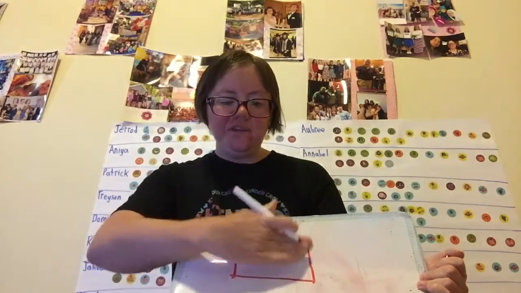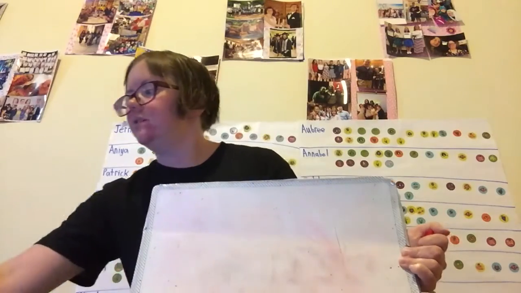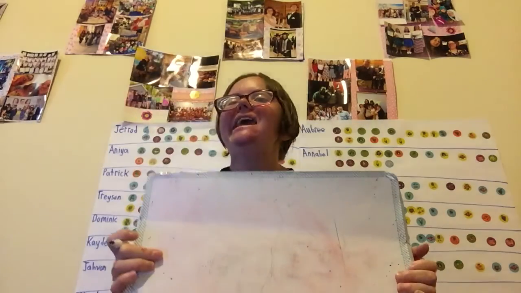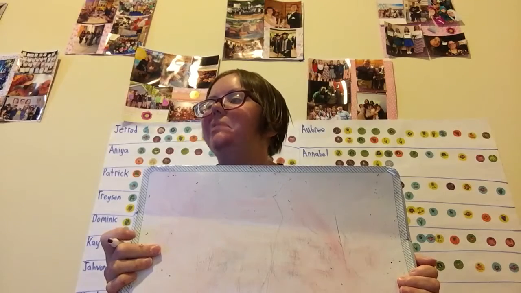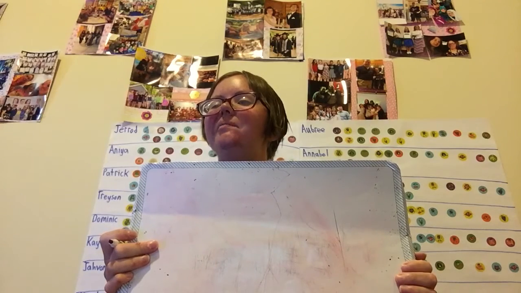Great! Now I'm going to erase this, but you keep your rectangle on there and we're going to get ready for our next clue. And our next clue is this. I am a 3D shape with 2 faces and no corners. What shape am I?